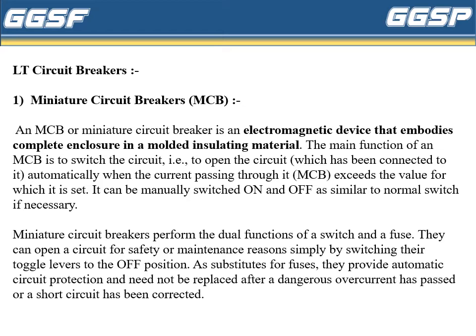An MCB or miniature circuit breaker is an electromagnetic device that embodies the complete enclosure in molded insulating material. The main function of an MCB is to switch the circuit, that is, to open the circuit automatically when the current passing through it exceeds the value for which it is set. It can be manually switched on and off like a normal switch if necessary. Miniature circuit breakers perform the dual functions of a switch and fuse.